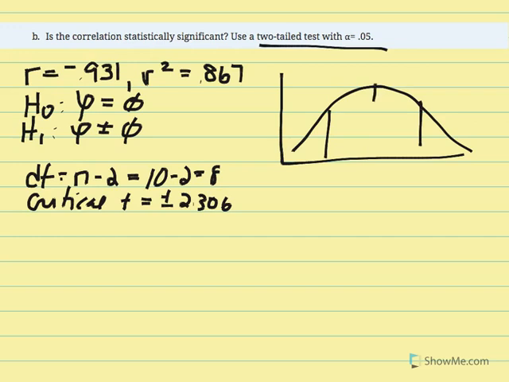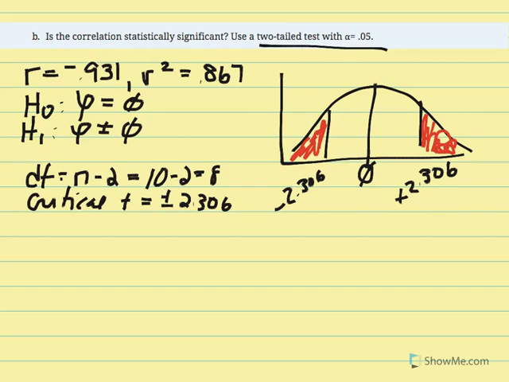set these parameters. Again, in the center is represented by rho. It says that the correlation is equal to 0. We have negative 2.306, positive 2.306. Our critical region is set in the tails. And now we're going to calculate our T to see if it falls in the critical region.